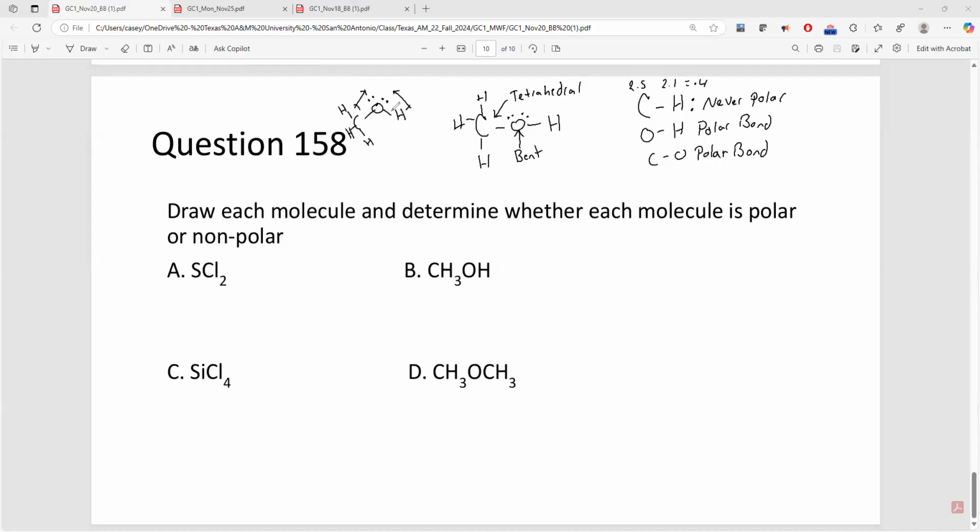You add the arrows together and you ask, is there a net movement of electrons? There is. There's a net movement of electrons. The arrows don't cancel out. So this is a polar molecule.